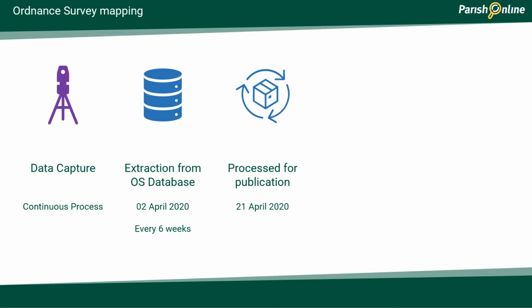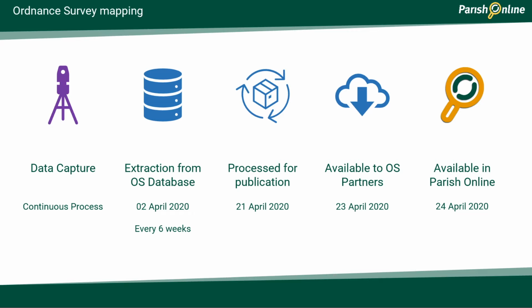So it gets put into a format that's ready for us to use and import into our database. And so the 2nd of April dataset is then extracted, and then it's ready to be published on the 21st of April. And then it's available to partners just a few days afterwards. And then it's up to us at Parish Online to put that information that Ordnance Survey's given us into our database. And so we typically do that within 24 hours, 48 hours, depending on when we receive it. And so you can see the whole process there. So these dates are real dates taken from the last update that we did last week.